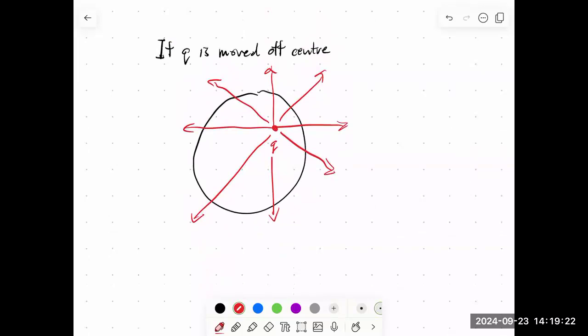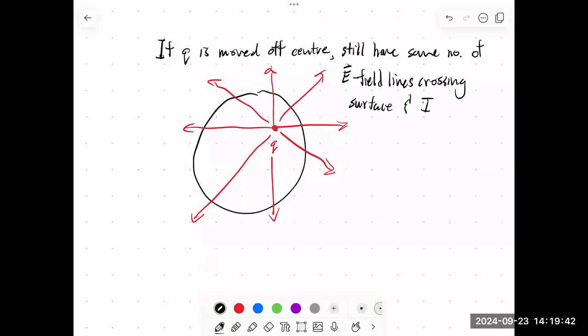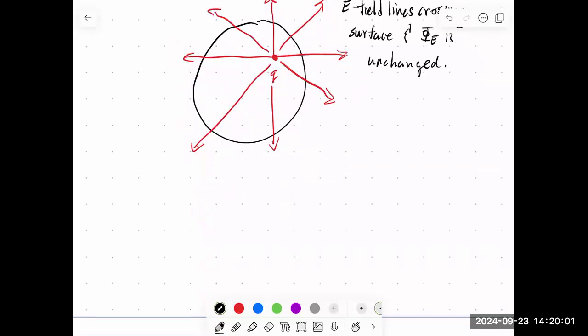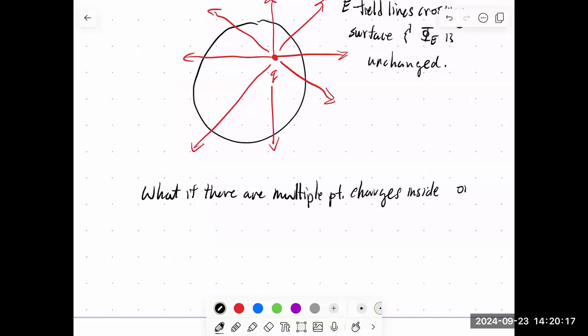So if Q is moved off center, we still have the same number of electric field lines crossing the surface, and the flux is unchanged. Okay, good. So now we want to extend this a little bit further. Like, what if we had a collection of point charges inside of our surface? So what if there are multiple point charges inside our surface?